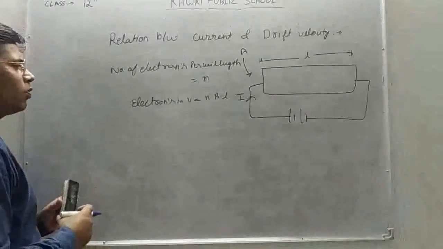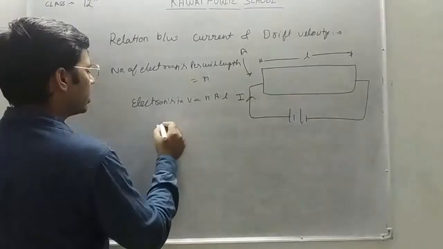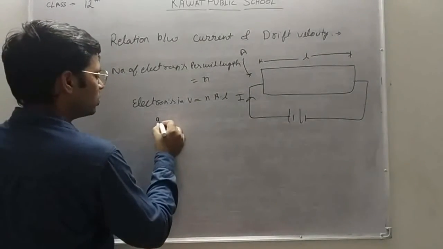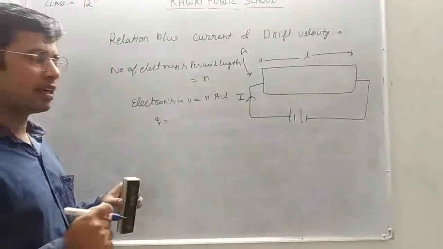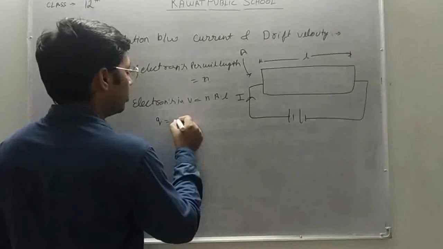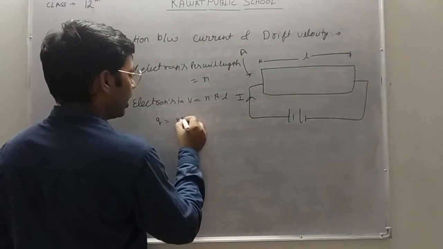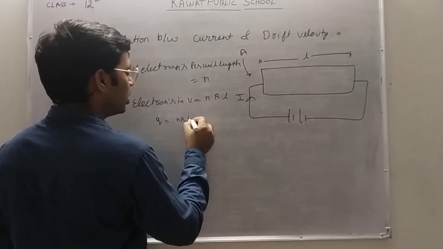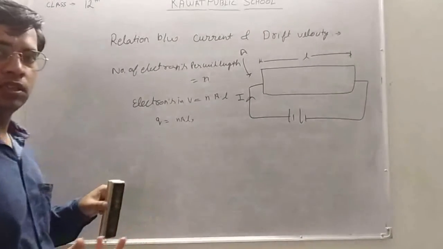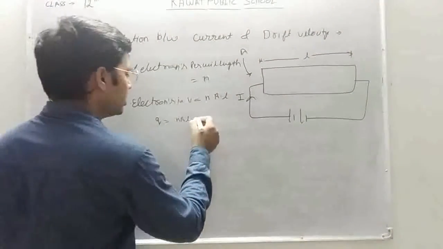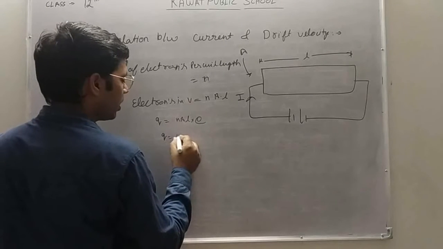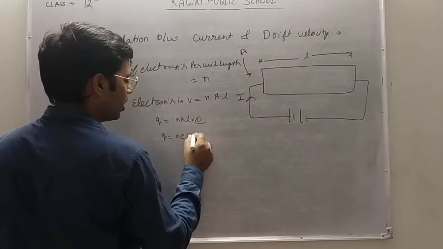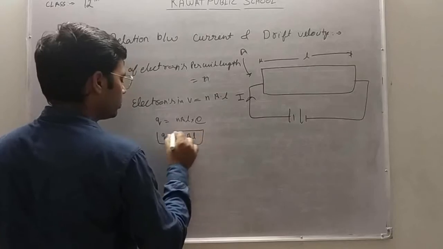So with the help of the quantization concept we can calculate the amount of charge in this entire conductor, that is the number of electrons, nAL, multiplied by the charge of a single electron, e. So how much charge do we get here? Q equals nAle, we can see this.